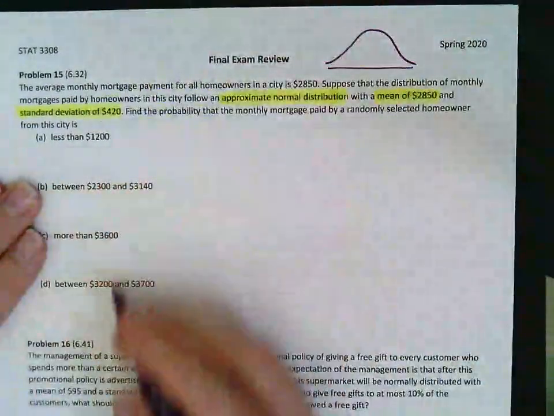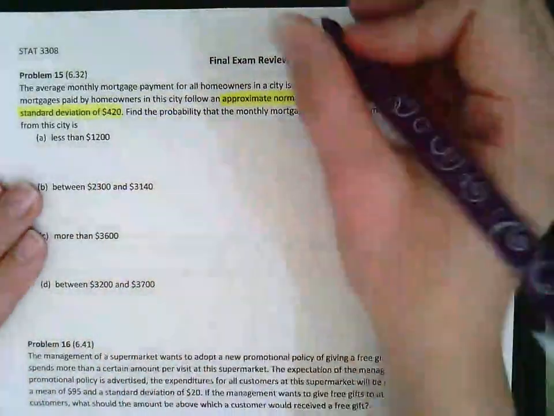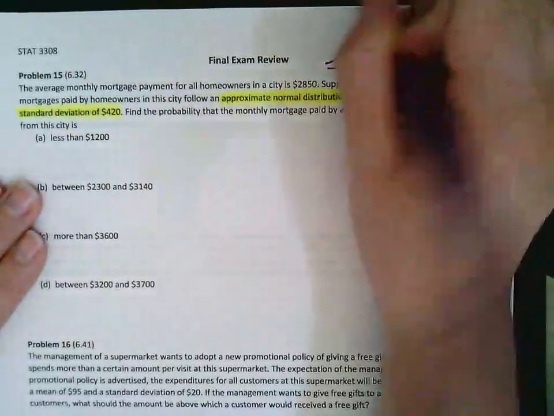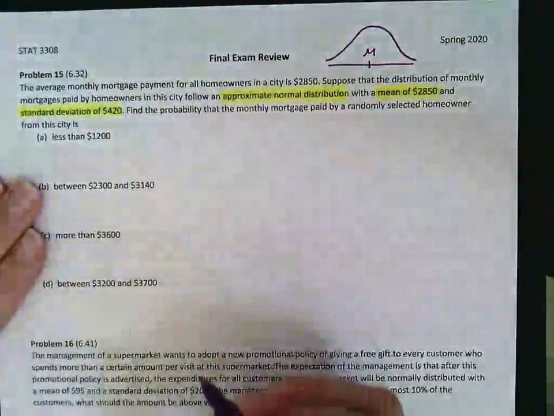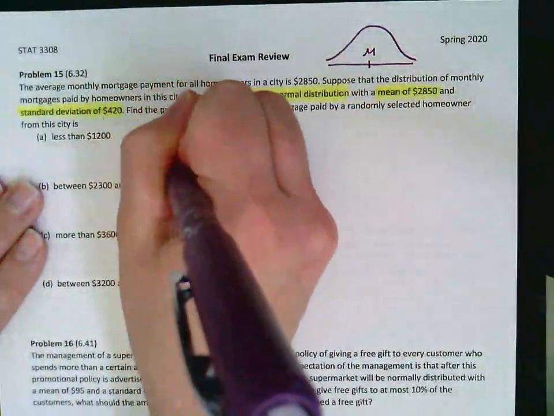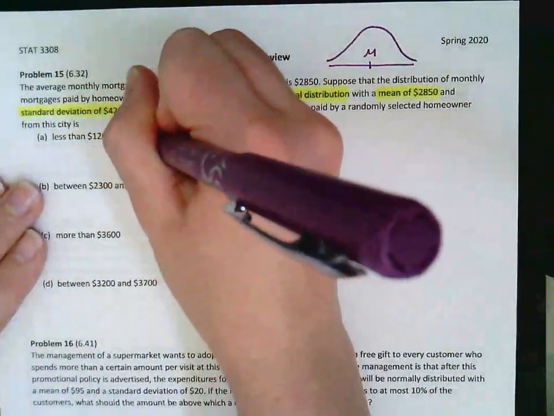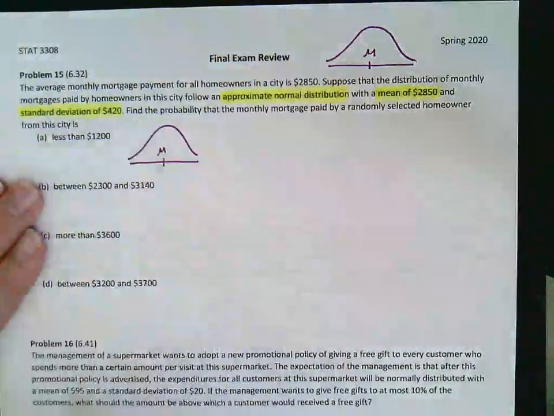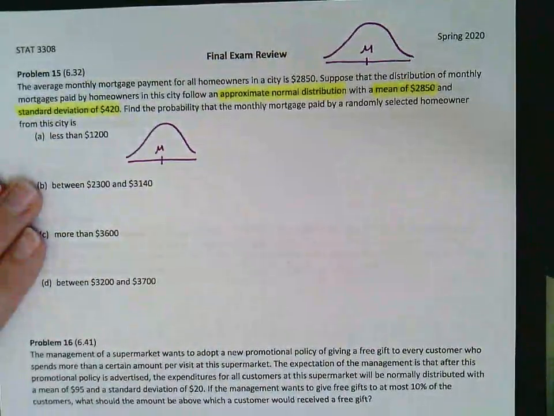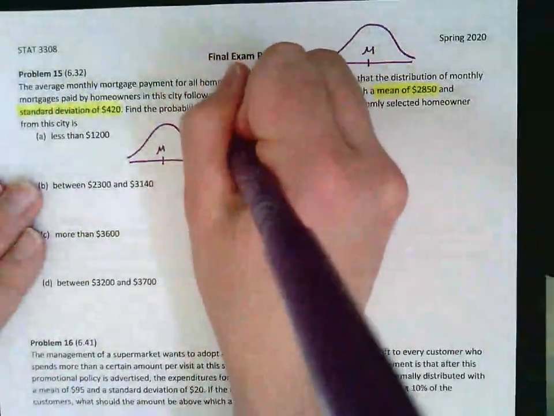And I'm trying to find these likelinesses right here. So here's our mean. So this first one is less than $1,200. So I need to look at, this is my distribution, okay, with my mean here in the middle. How far away is 1,200 from that center? So I'm going to find that by doing a z-score.